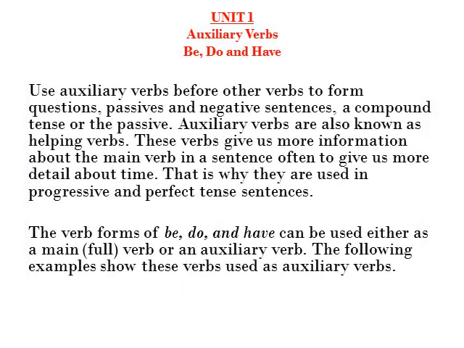So first of all, we will start with the auxiliary verbs be, do, and have. Use auxiliary verbs before other verbs to form questions, passives, and negative sentences. A compound tense or the passive. Auxiliary verbs are also known as helping verbs. These verbs give us more information about the main verb in the sentences, and often give us more detail about time. That is why they are used in progressive and perfect tense sentences.